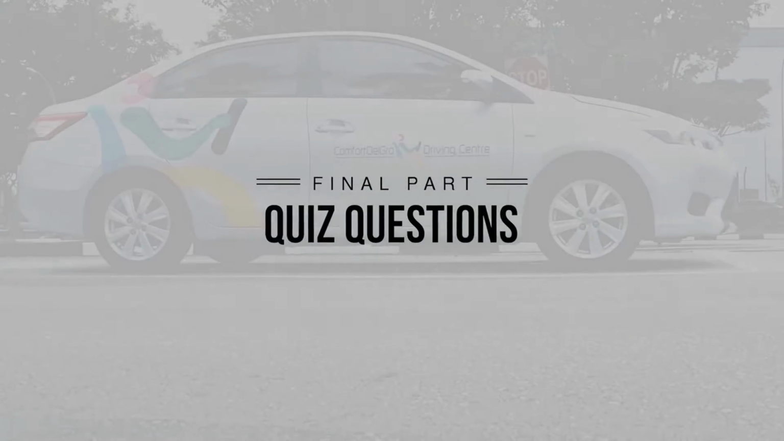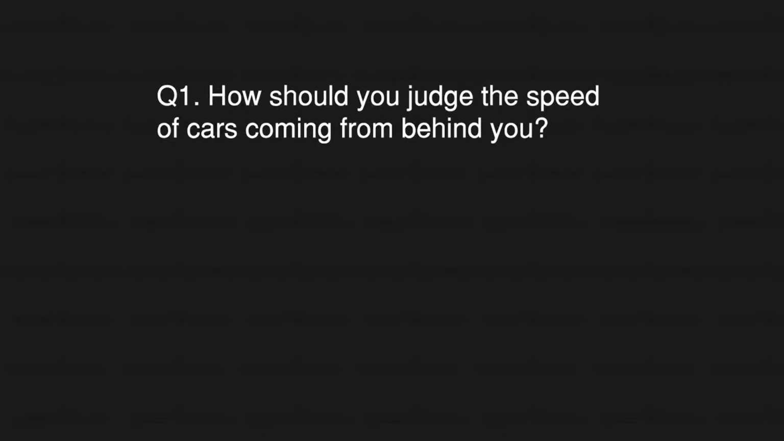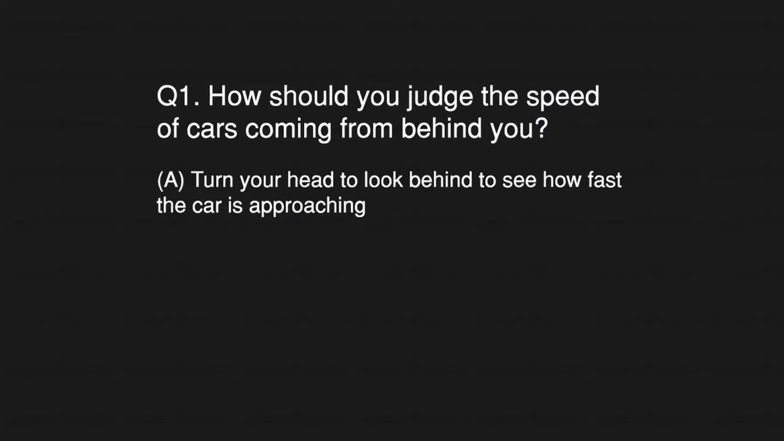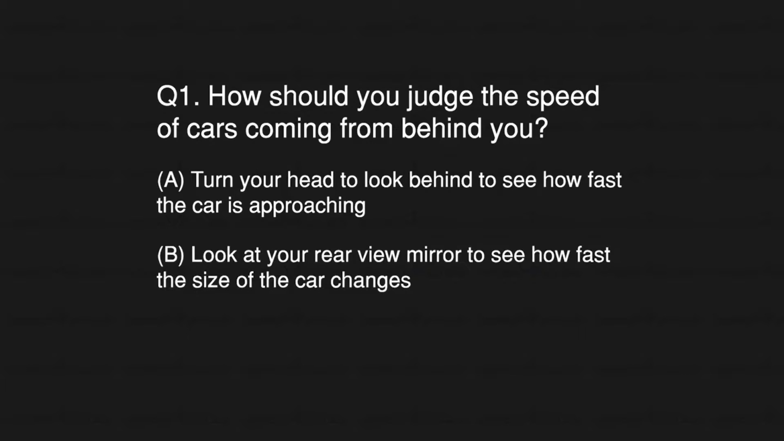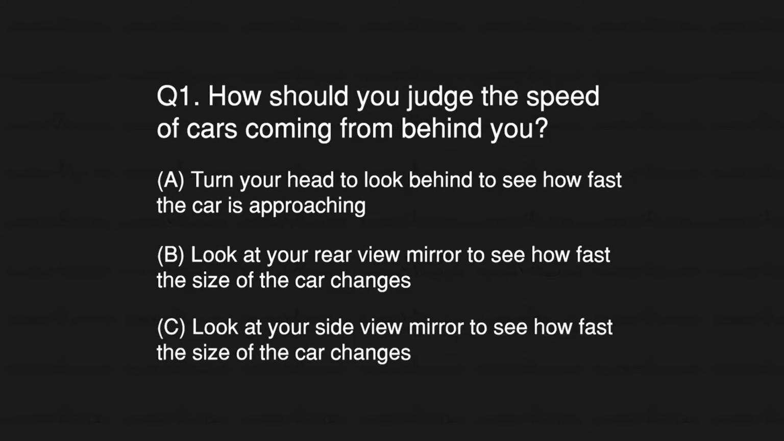Quiz questions. 1. How should you judge the speed of cars coming from behind you? A. Turn your head to look behind to see how fast the car is approaching. B. Look at your rear view mirror to see how fast the size of the car changes. C. Look at your side view mirror to see how fast the size of the car changes.